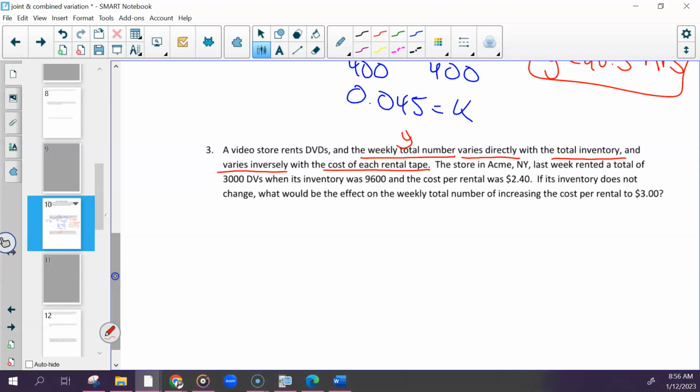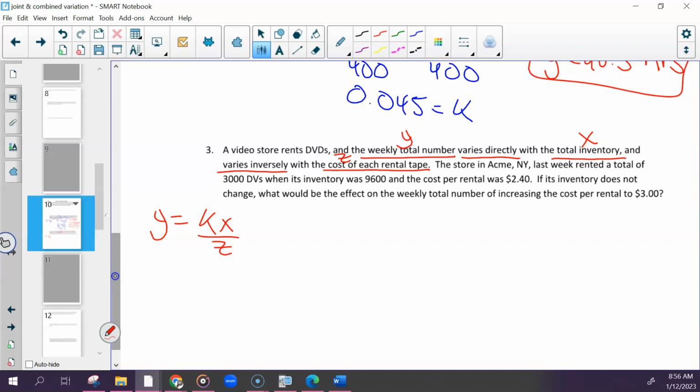Varies directly with the total inventory. I'm going to call that X. We have some Y equals KX. And varies inversely with the cost of each rental tape. That would be some Z. Or if you want to call that C or R or T or some other variable, that's also fine.